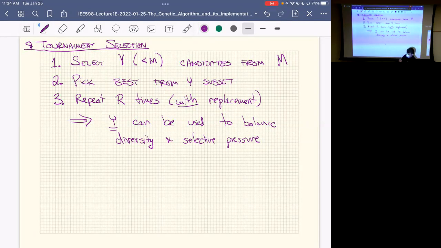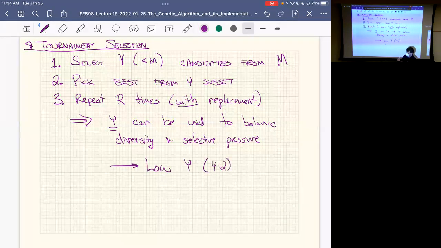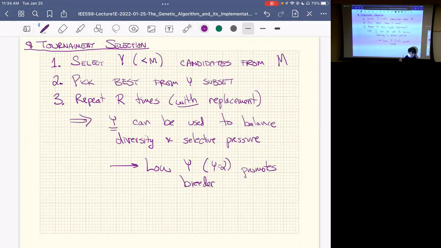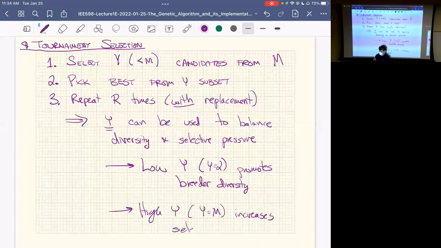So you can imagine low Y, like Y equal to 2, promotes breeder diversity, and high Y, equal to M, increases selective pressure. All right, questions on that one? Yeah.